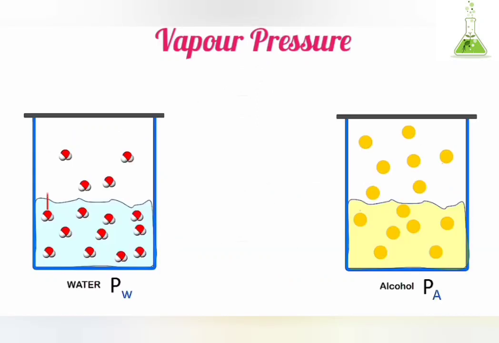We will now make a comparison between the vapor pressure of water and the vapor pressure of alcohol. Alcohol vaporizes at a faster rate compared to that of water. So, the vapor pressure created by alcohol will be significantly higher than what is created by water. This is because water has strong hydrogen bonding.